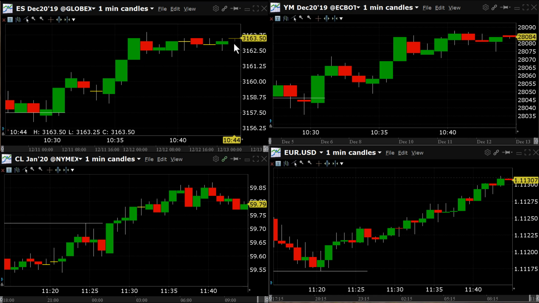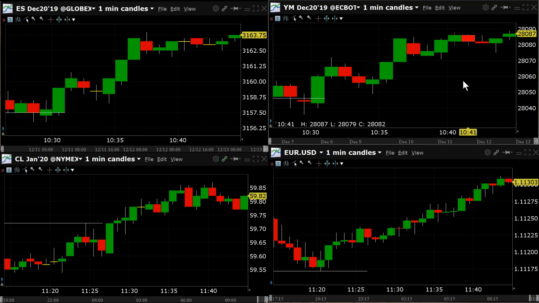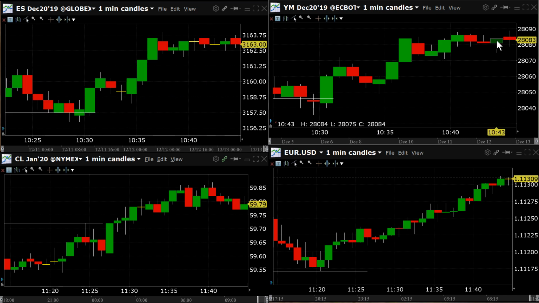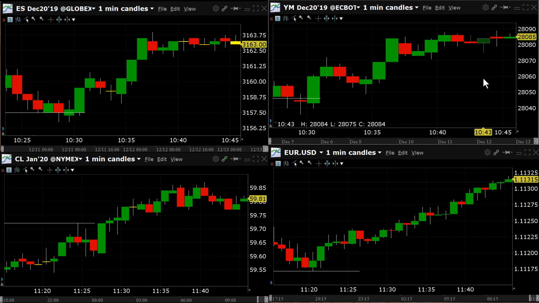63.75 is a long signal on ES, offset entry to go long. On YM, it's already come. Offset entry to go long on YM. Offset entry to go long on ES, they're both long signals. If it were to hit 74, you'd want to be out of the trade.